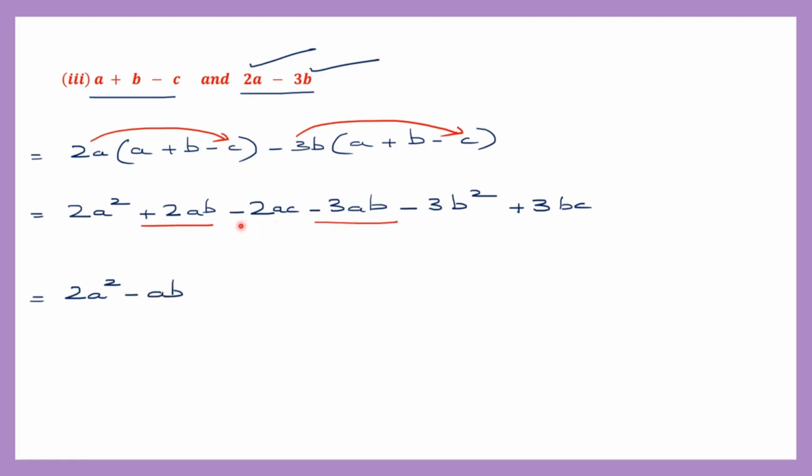Let's take the next one. This is minus 2ac. So minus 2ac. So that is also over. Then let's take this minus 3b square. That is minus 3b square. And the last one, which is plus 3bc. Plus 3bc. So we have a final answer here. Let's read it out and see. 2a square minus ab minus 2ac minus 3b square plus 3bc.